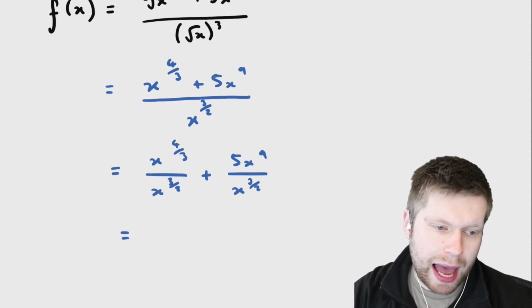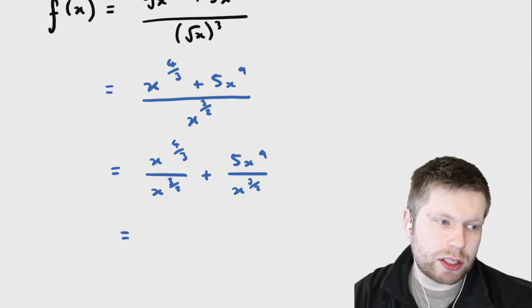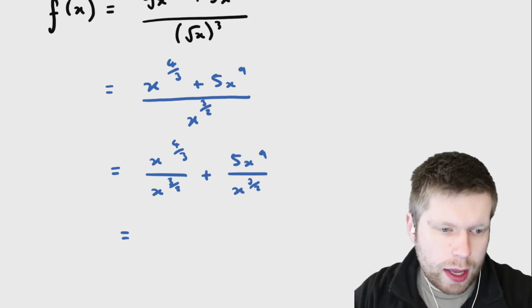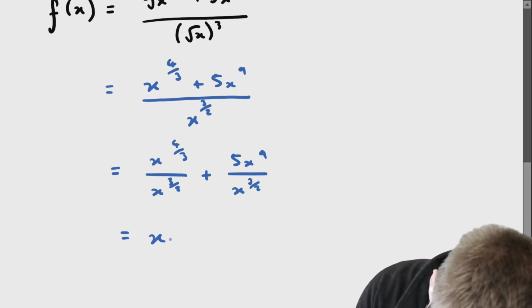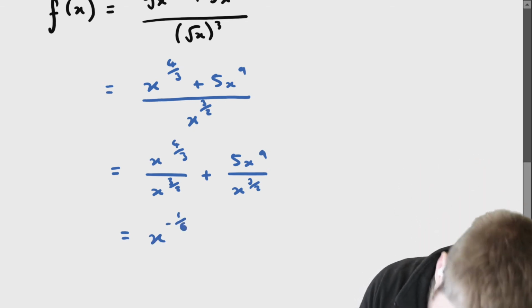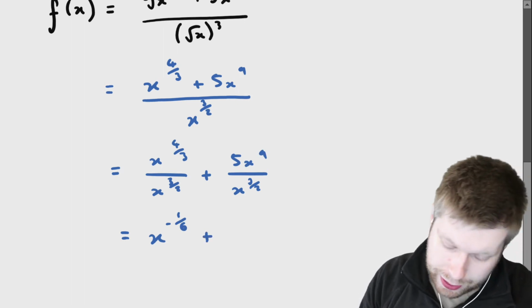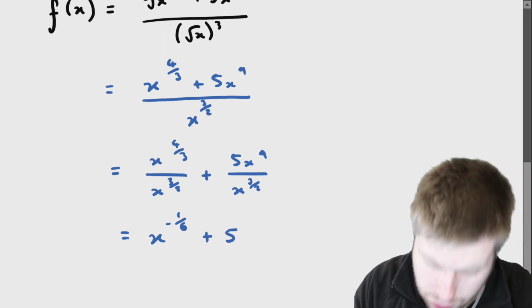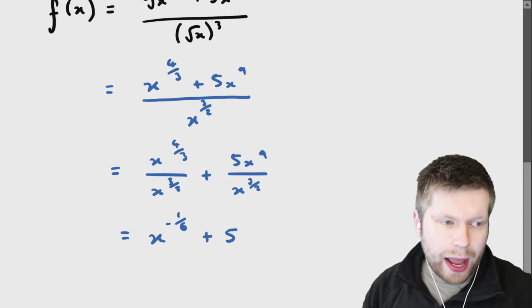When I subtract those powers, 4/3 minus 3 over 2, that comes out as negative 1/6. So I get x to the power of negative 1/6 on the first term. And then the second term, I'm going to get 5, and then I have to do x to the power of 9 divided by x to the power of 3 over 2.